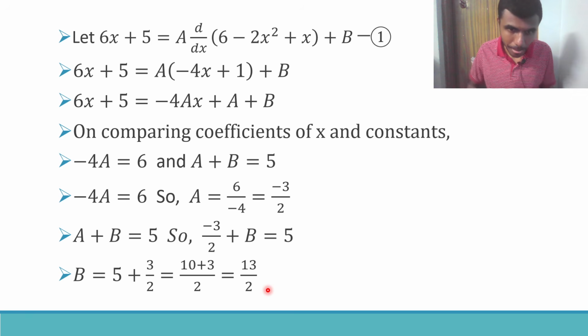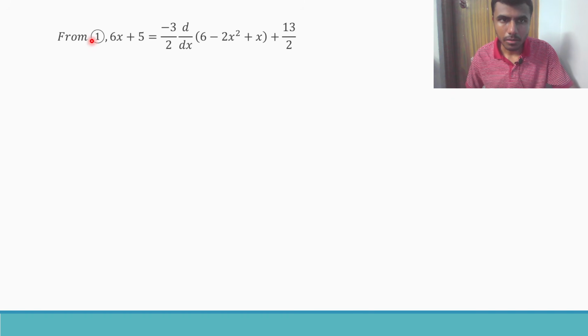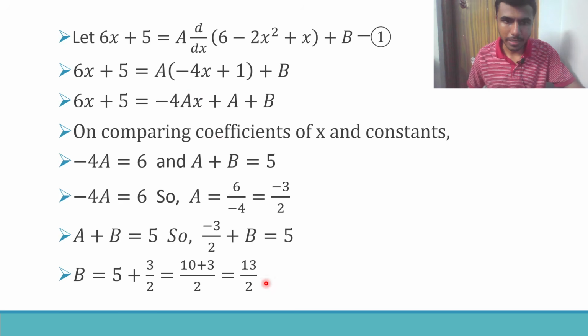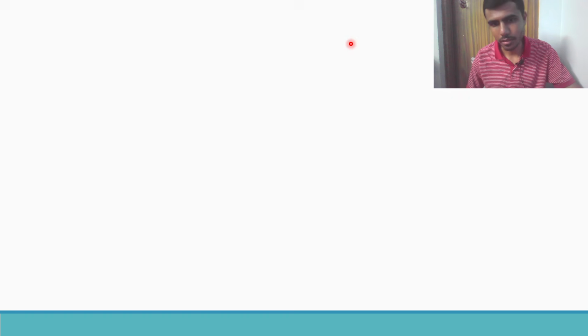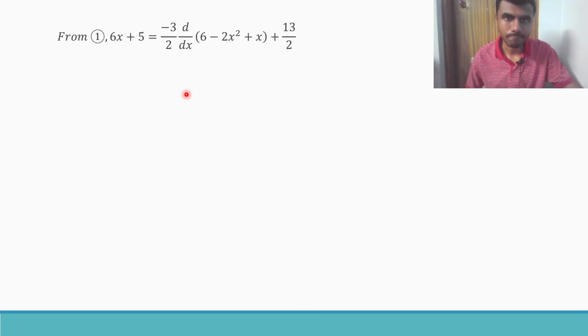Now what I'm going to do is put these values in equation 1, where I marked the first equation as 1, right? So from 1, 6x plus 5 is minus 3 by 2 into the derivative of this plus 13 by 2, since a is minus 3 by 2 and b is 13 by 2. This is what I get. Now we are done with our foundation work. Now it's time to start building.